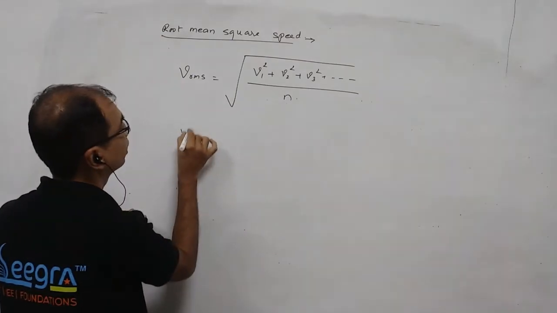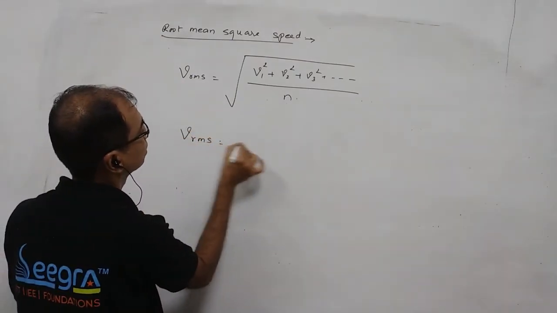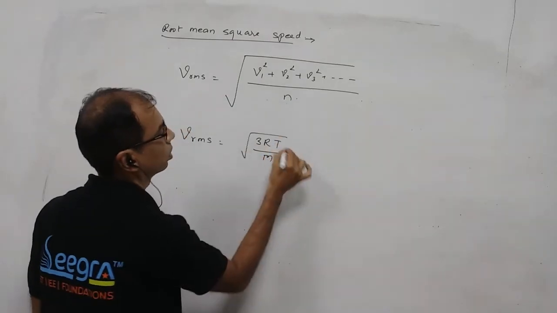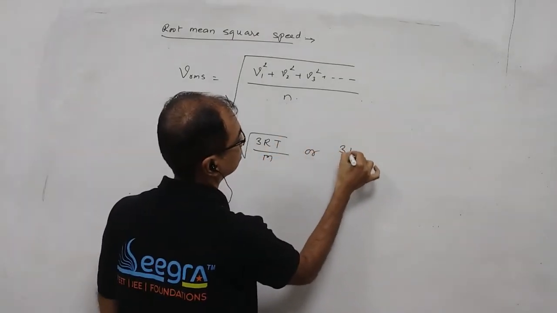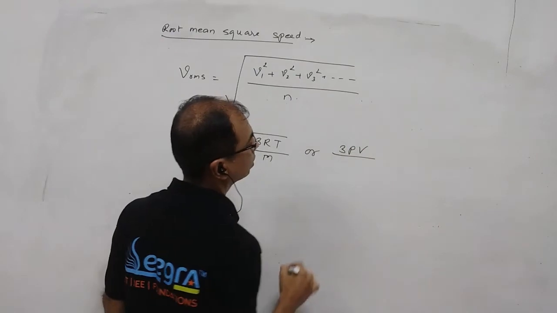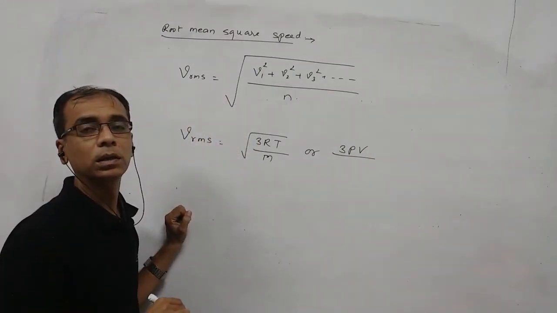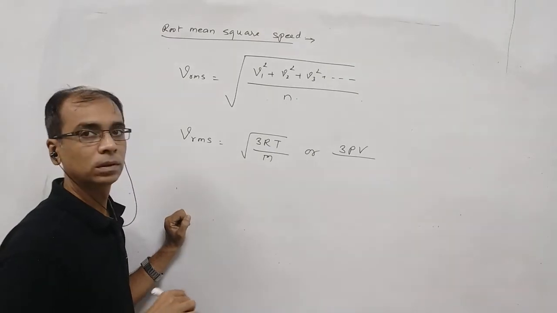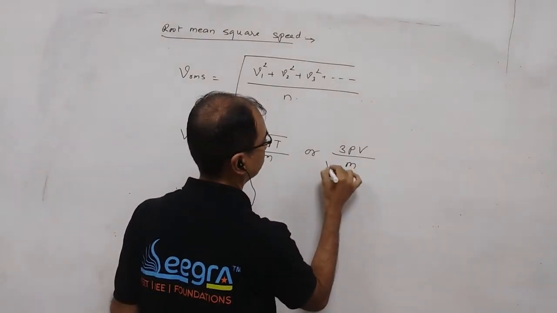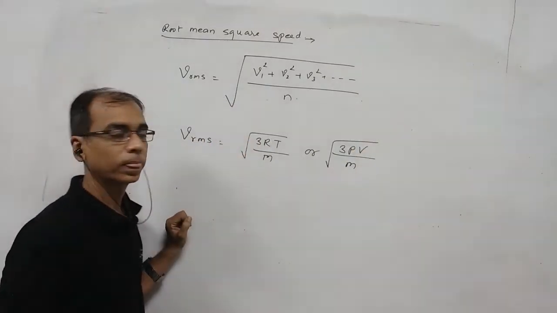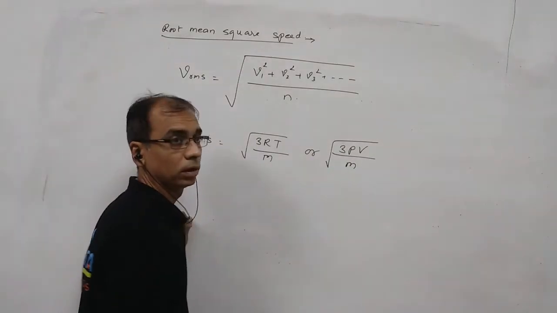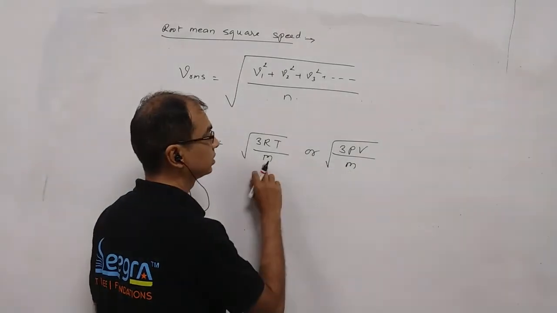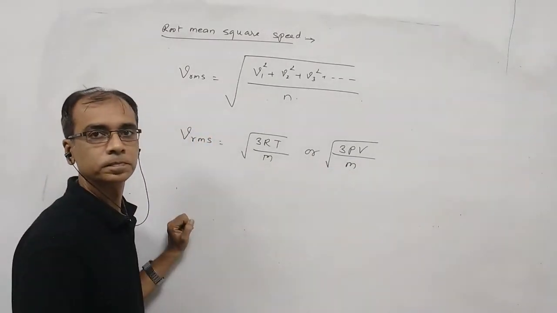This is called root mean square, and its value we have already calculated. What? Root over 3RT by M, or root over 3PV by M. Right? This M is different, that m is different. This is the mass of the gas, this is the molecular mass of the gas.